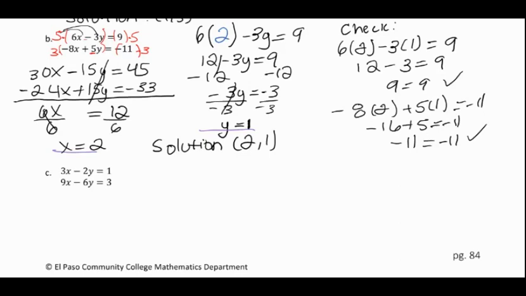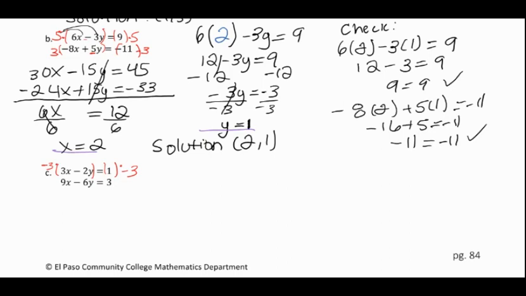Example C. 3x minus 2y equals 1 and 9x minus 6y equals 3. So here, remember, you need to multiply by a non-zero number so that the coefficients of a chosen variable are opposites. I'm going to go ahead and multiply the first equation by negative 3. Why by negative 3? If I multiply negative 3 times 3, that's going to give me negative 9, which is the opposite of positive 9. So multiply the first one by negative 3.